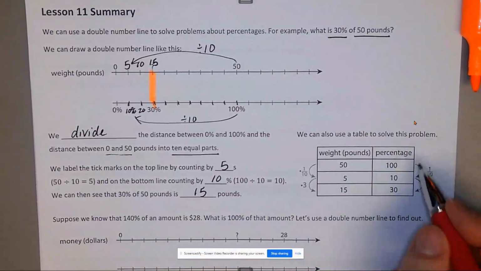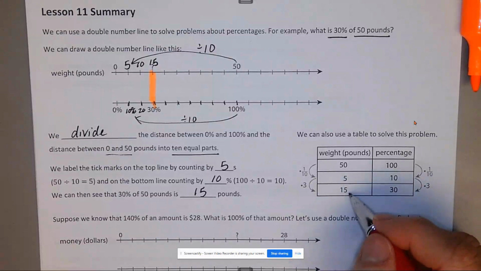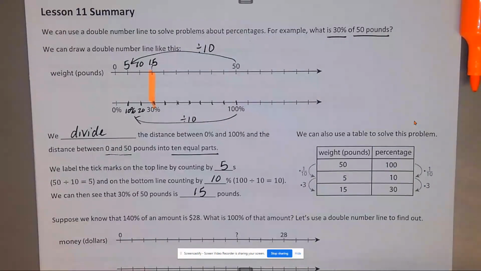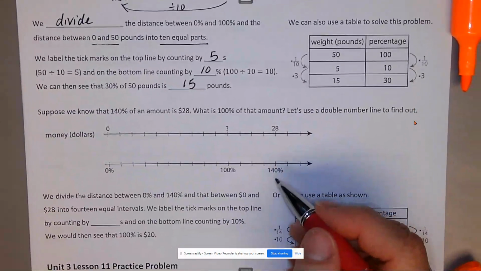You could do the same with your table. I can go to 10%, which is my 1/10, which is 5. 10 times 3 is 30. 5 times 3 is 15. All right, what if we know a number more than 100%? We can still use our double number line.